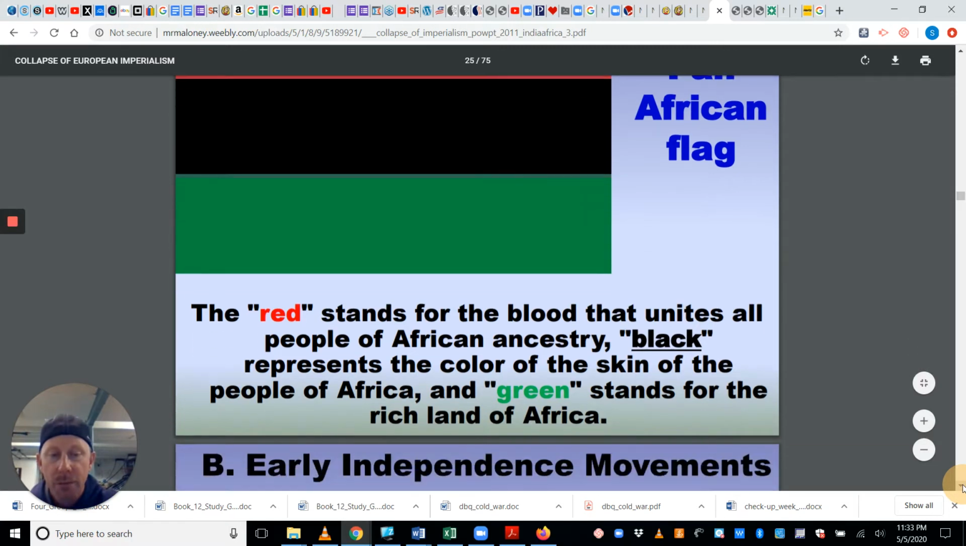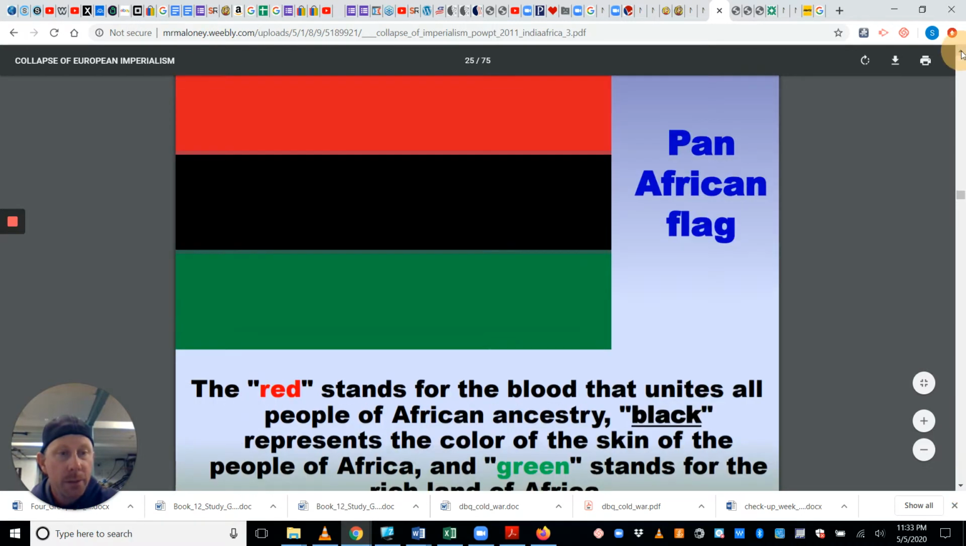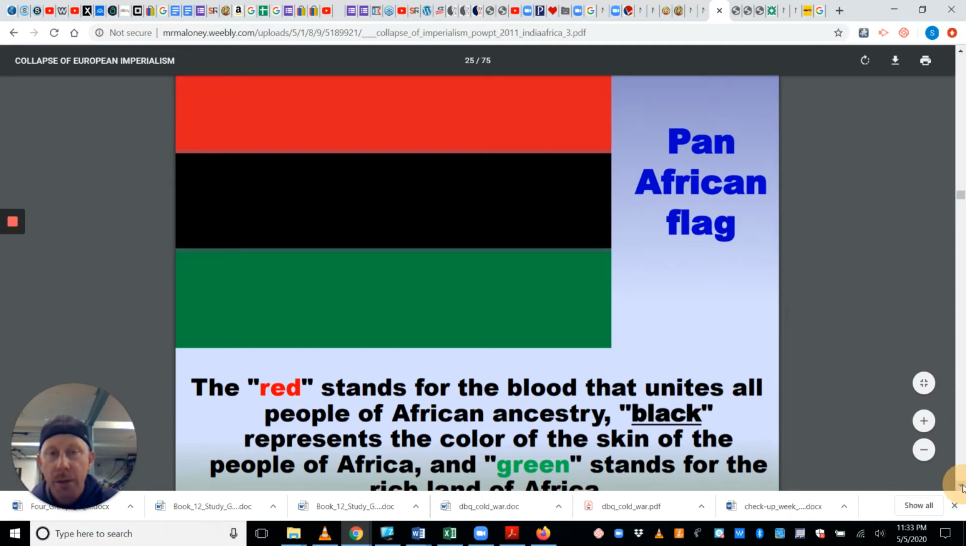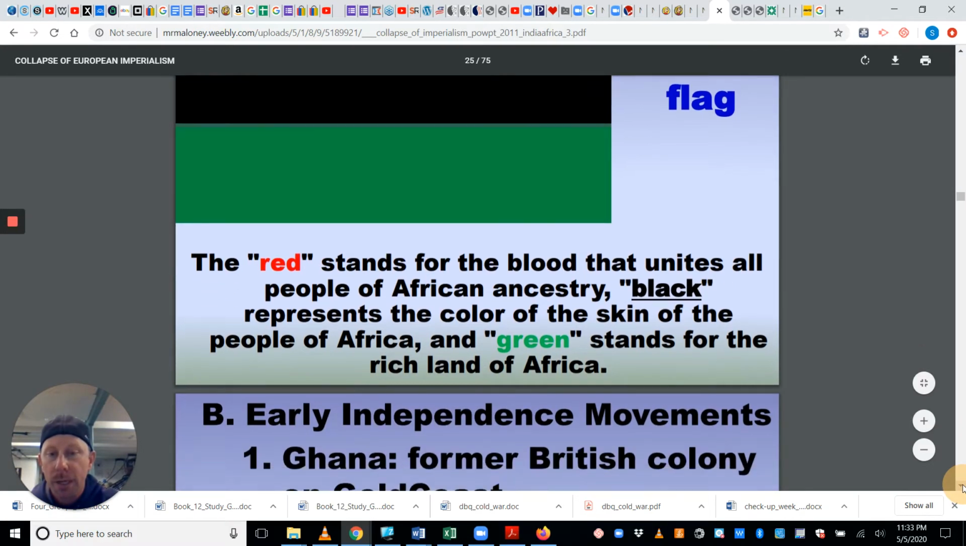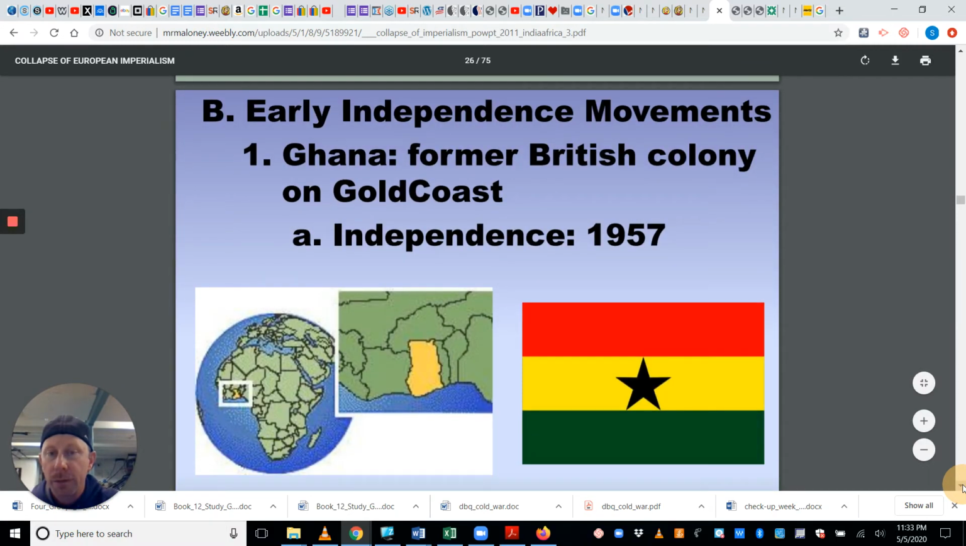The red stands for the blood that unites all the people of African ancestry. The black represents the color of the skin of the people of Africa, and the green stands for the rich land of Africa. So that is the Pan-African flag. It's just a unity movement trying to get all the African people together on board to create a great continent for the African people. Early independence movements in Africa.